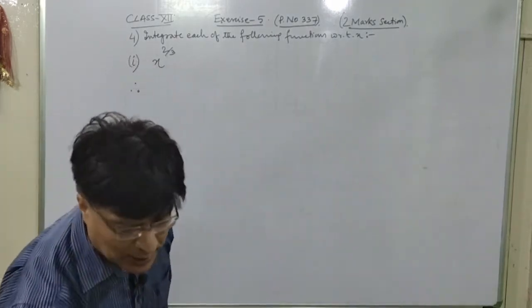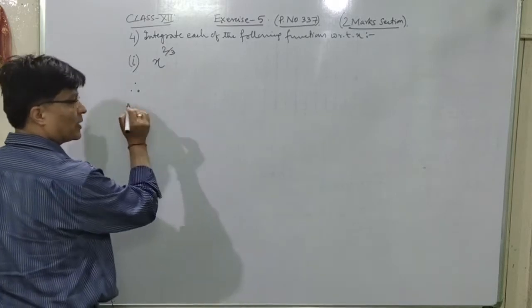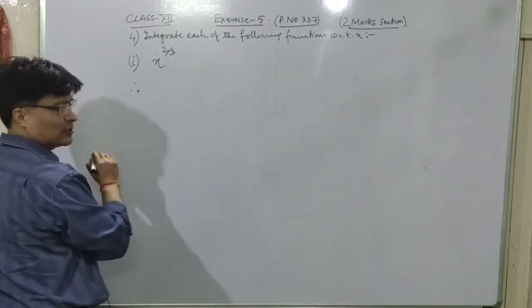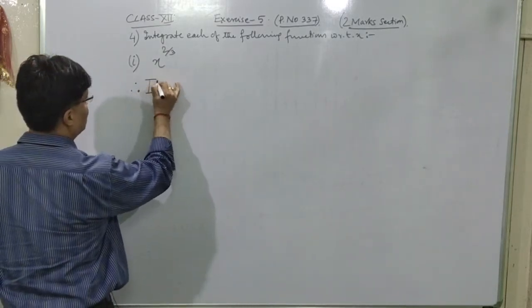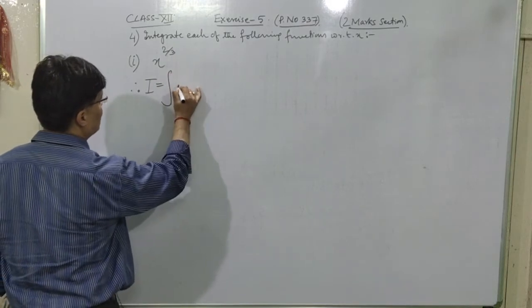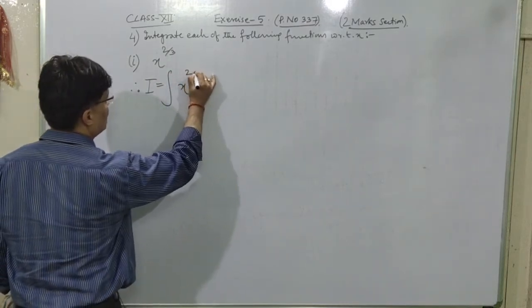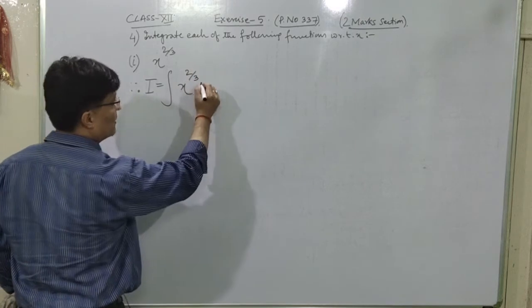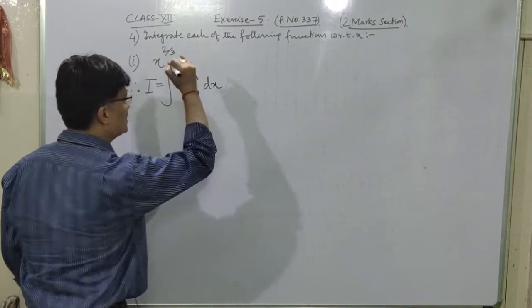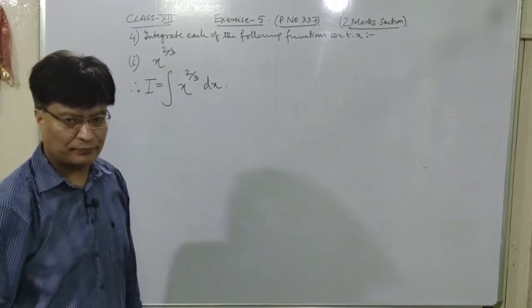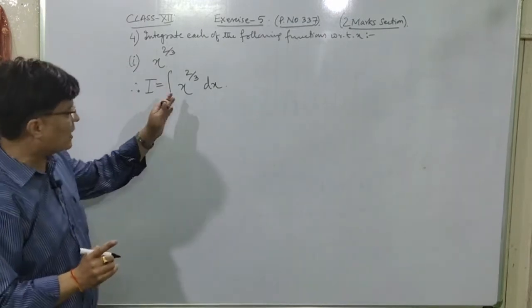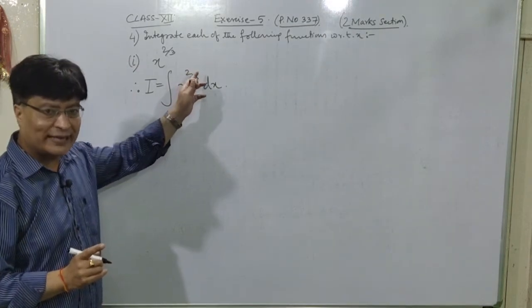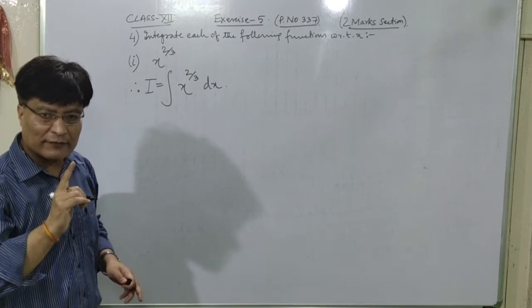So here capital I is equal to, therefore capital I means we are integrating this. Therefore capital I is equal to the integration sign, integration of x to the power 2 by 3 with respect to x, means it is dx. Is that clear? So which formula can you use here? It is x to the power n dx. What is the integration of x to the power n?